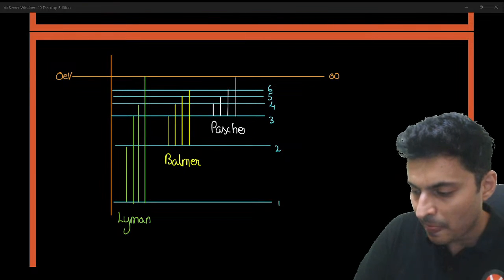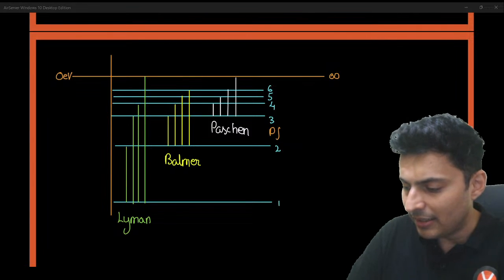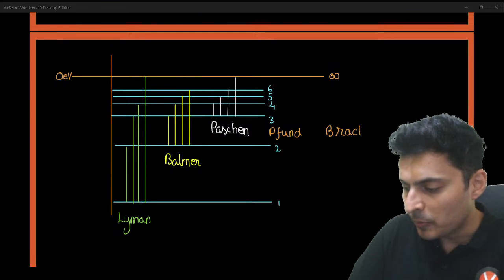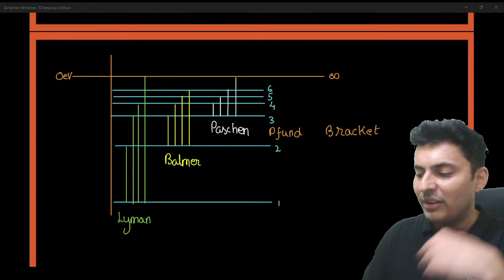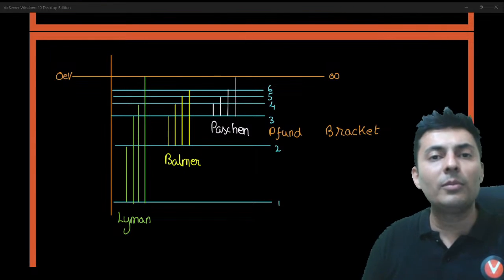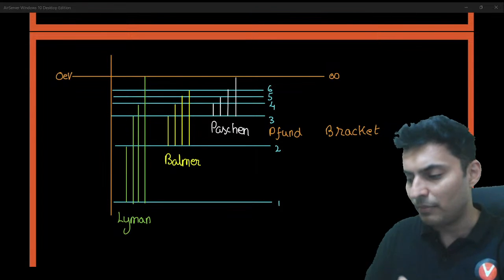Lyman-Balmer-Paschen series. You also have, after this, Pfund, and then you have Brackett also. So Pfund is from a higher orbit to n equal to 4, and Brackett is from any higher orbit to n equal to 5. So Lyman, Balmer, Paschen, Pfund, Brackett.